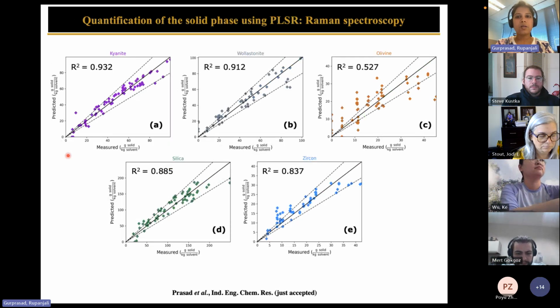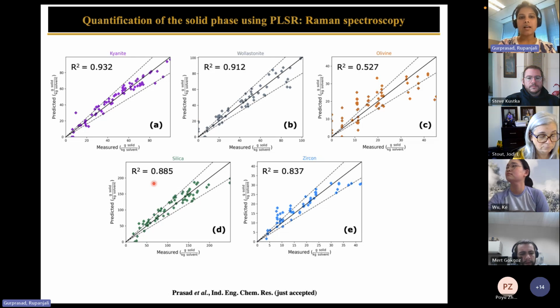When we look at the results for Raman, as I was mentioning, we initially focused all our attention on quantifying the main components in the solid, which were silica and the other silicates. The results are, of course, not as accurate as what we had gotten for the solution phase in the IR spectra. But that being said, they are also not that bad. I would say they are semi-accurate, where we still have good enough predictions for silica, zircon, which is zirconium silicate, and all the other silicates in the solid phase.